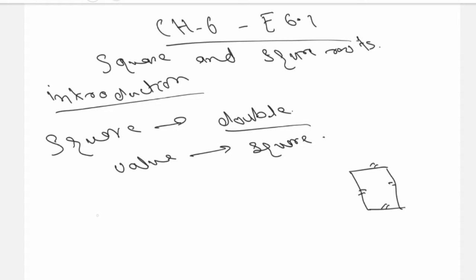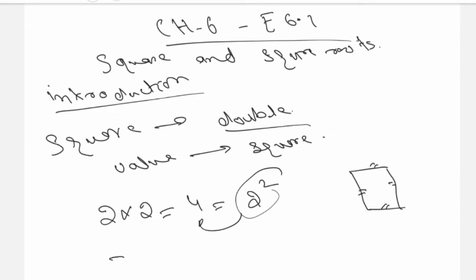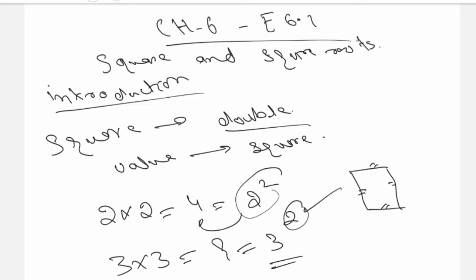Like I can say 2 into 2 is equal to 4, which is equal to 2 square. 3 into 3 is equal to 9, which is equal to 3 square. It means when we double the 3 it becomes 9.